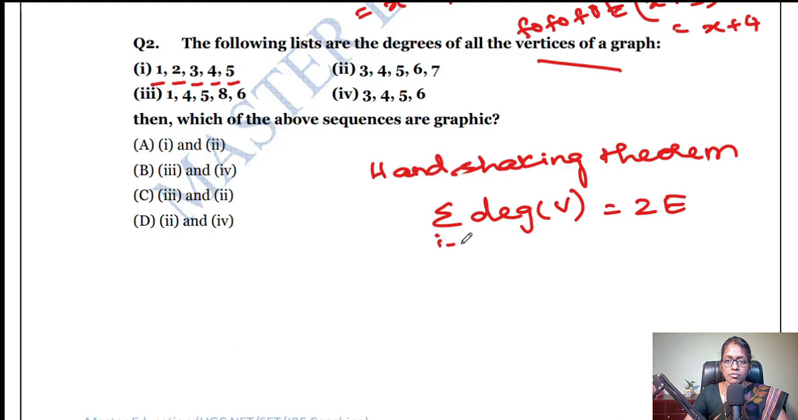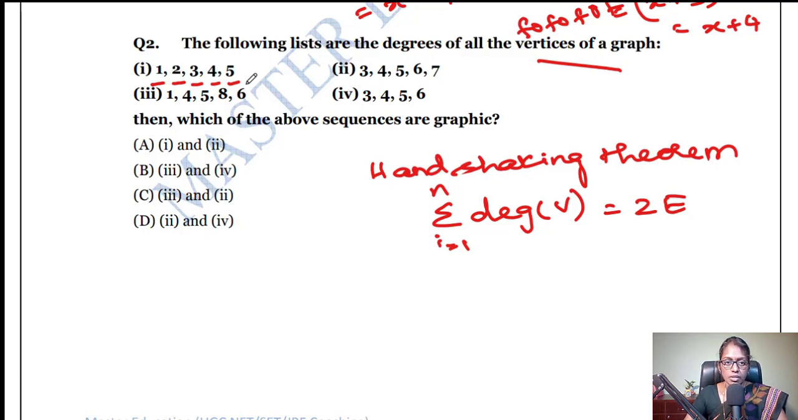How many vertices? It may be i from 1 to n, so if there are 5 vertices or 10 vertices, whatever it may be, the sum of degrees of vertices equals 2 into edges. So this is the rule. When you add all the degrees of vertices, the sum should be an even number.